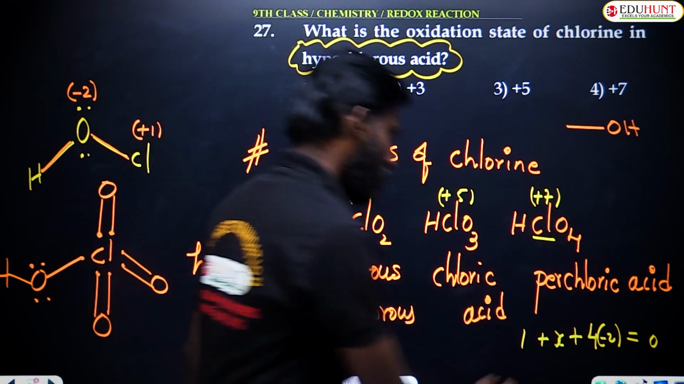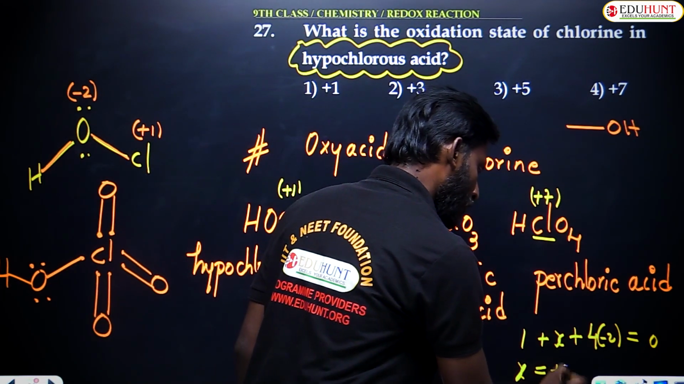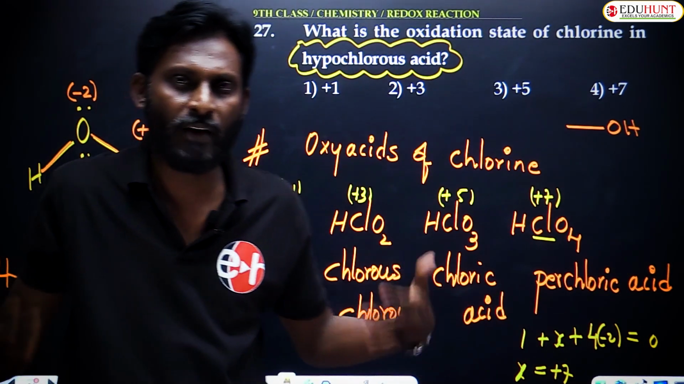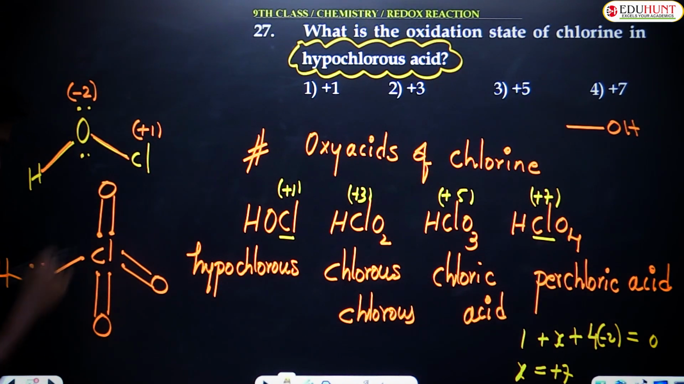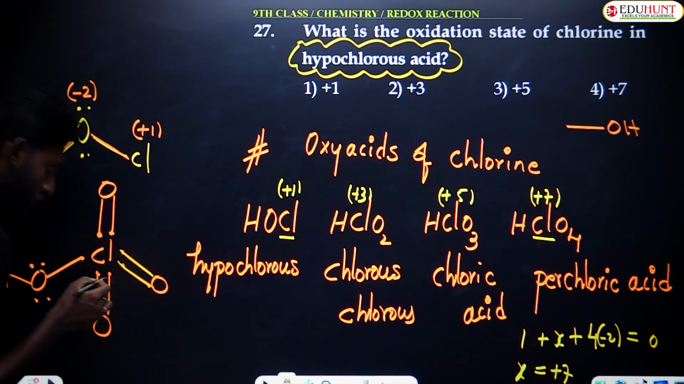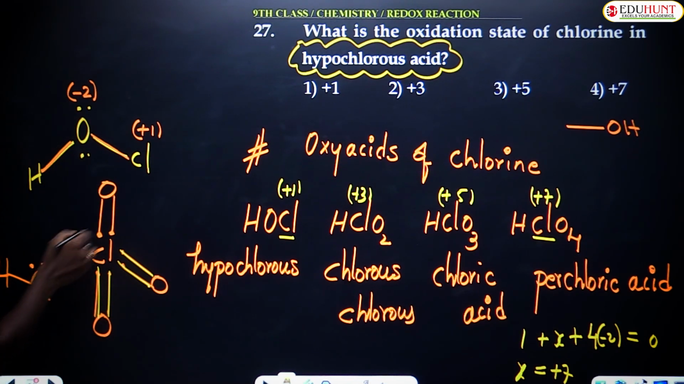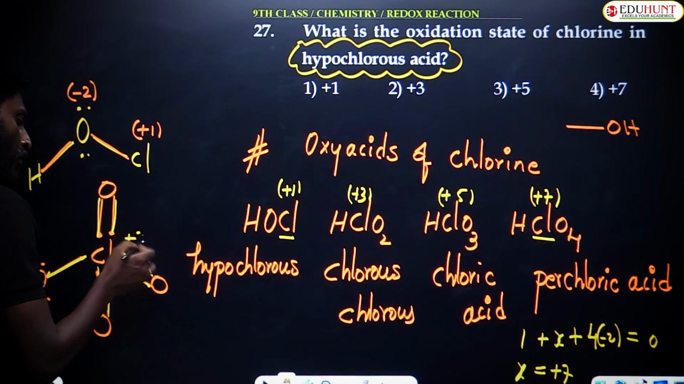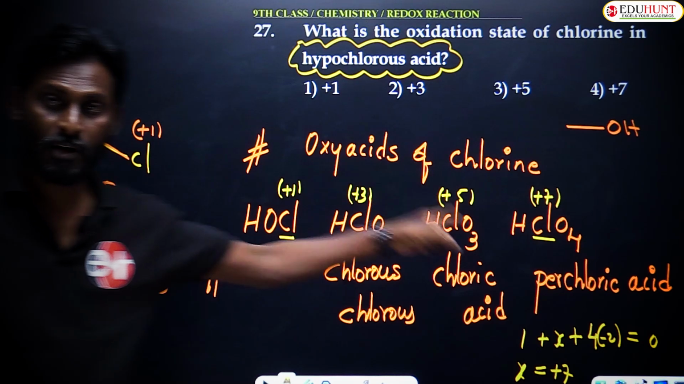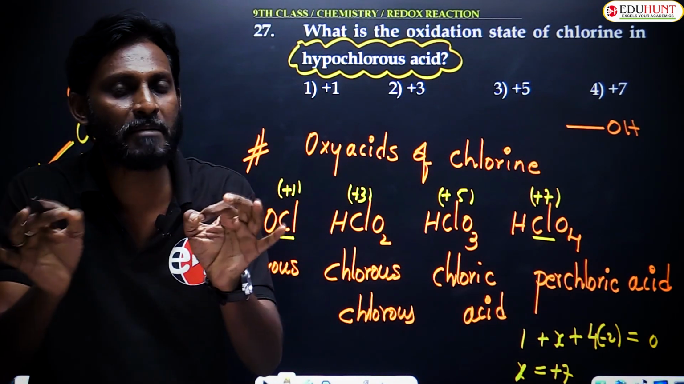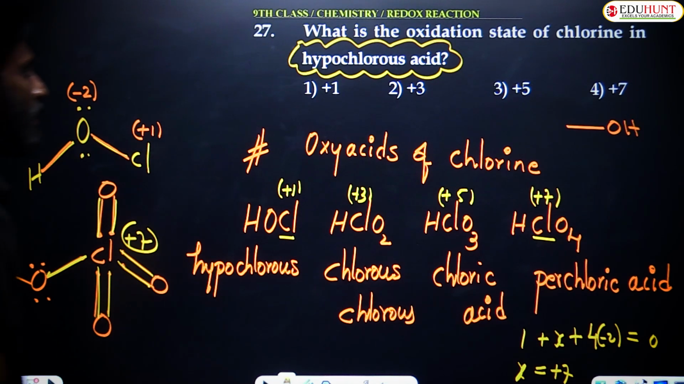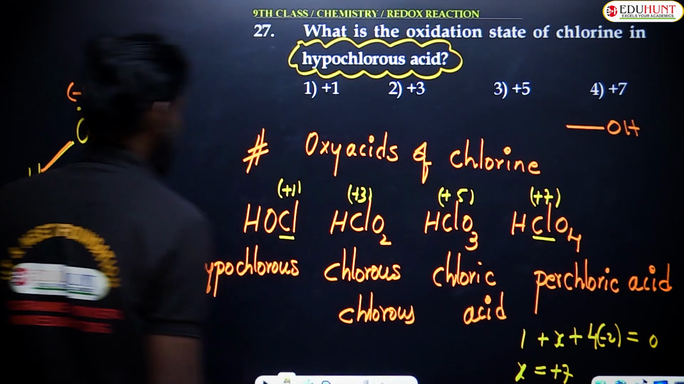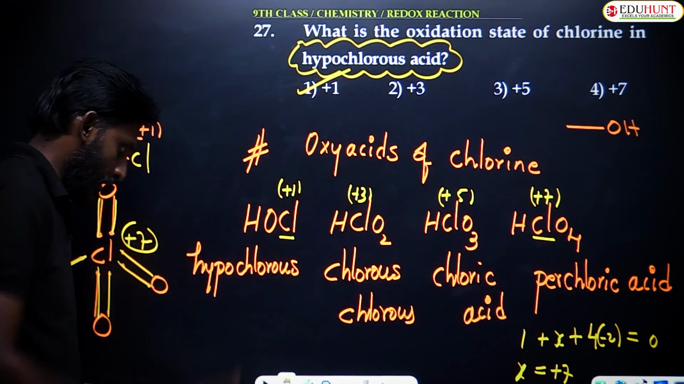Now X here comes out to be +7. This is the usual way you are going to get the oxidation number of the underlined atom. Here also +1, +2, +3, +4, +5, +6, +7. So by the structure, by the formula, in both ways you can determine the oxidation state of the underlined or targeted atom. Okay? Yes. So like this one, +1 state, that is the answer.